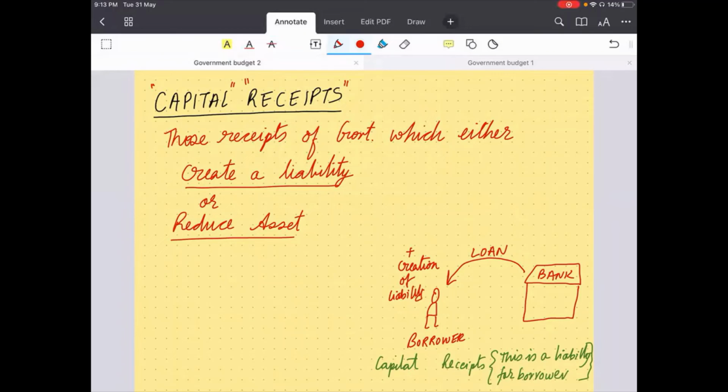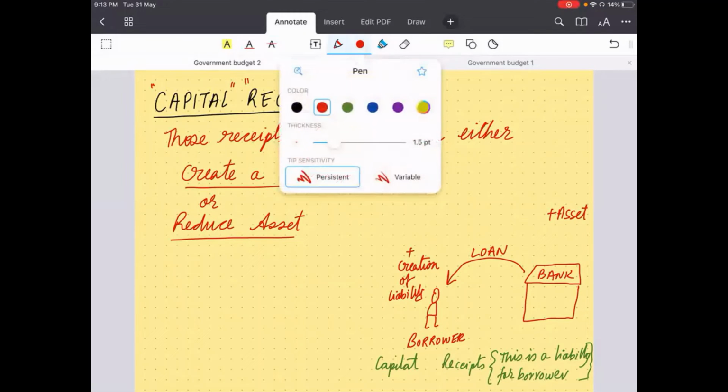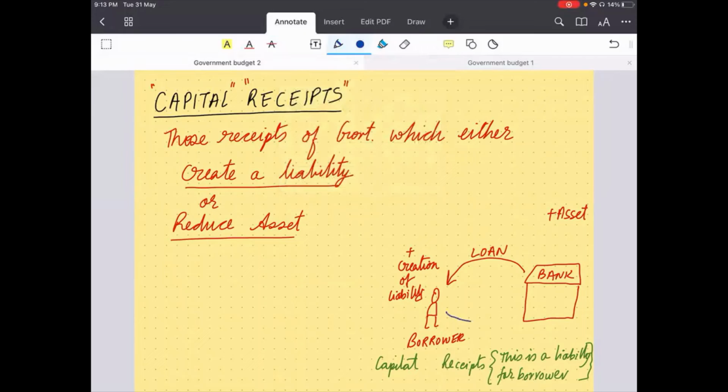And when we see it from the bank's point of view, for a bank, when a loan is granted, it becomes an asset. But now this person decides to pay back his loan. So he repays it. When you look at it from the bank's point of view, this again becomes a capital receipt, and the asset that was already created is now being reduced. So it becomes reduction of an asset.